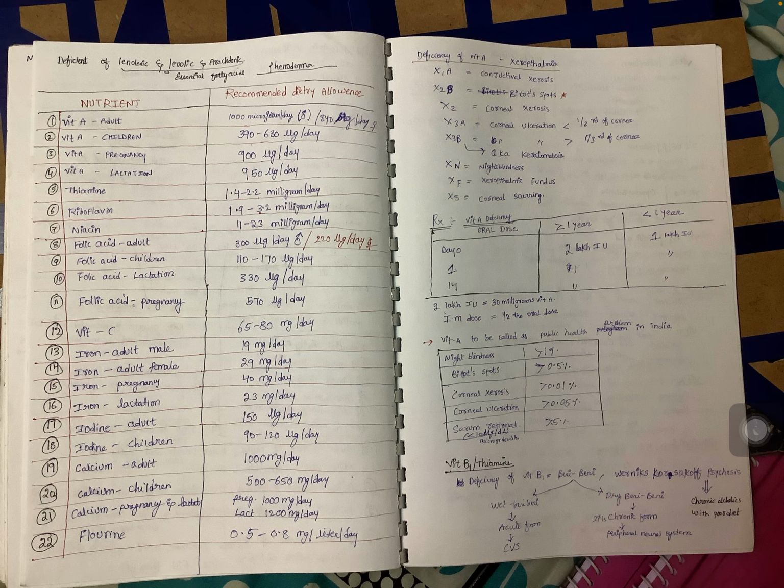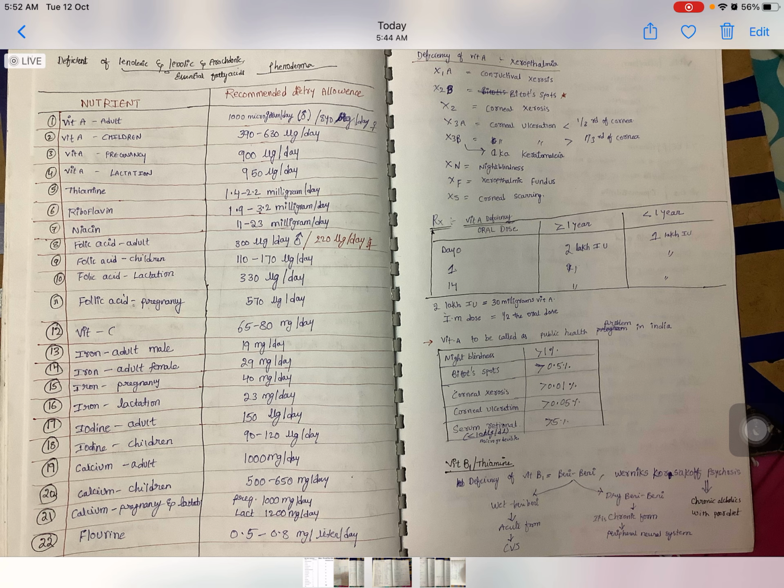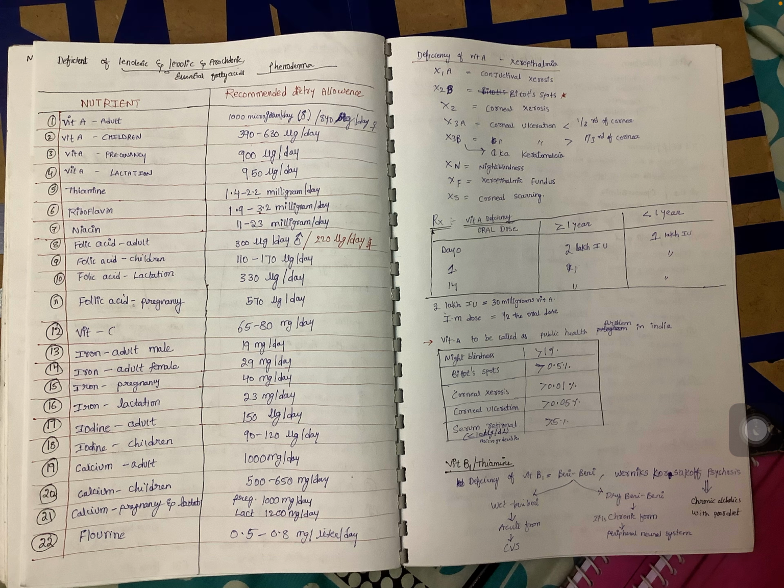Okay. Vitamin A deficiency: xerophthalmia, X1A conjunctival xerosis, X1B it is the Bitot spot, X2 is the corneal xerosis, X3A corneal ulceration for less than 1/3 of cornea, X3B corneal ulceration more than 1/3 of cornea, XN night blindness, X3B also known as keratomalacia, XF xerophthalmia fundus, XS corneal ulceration.